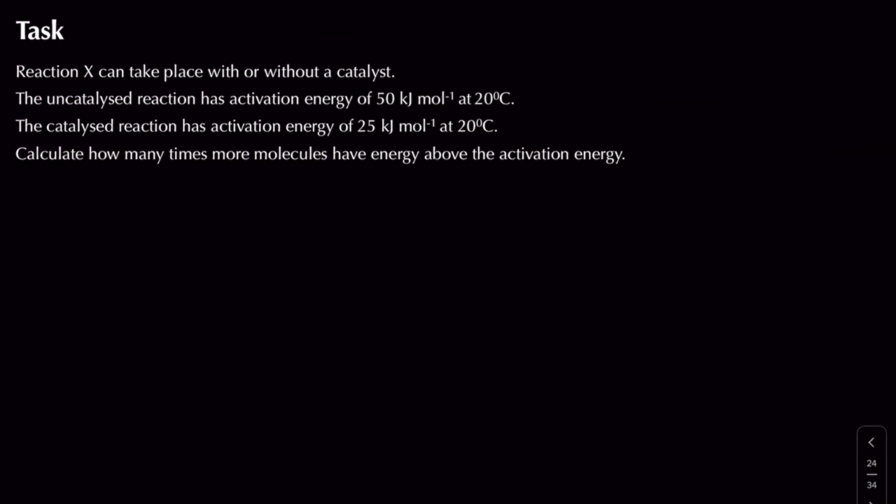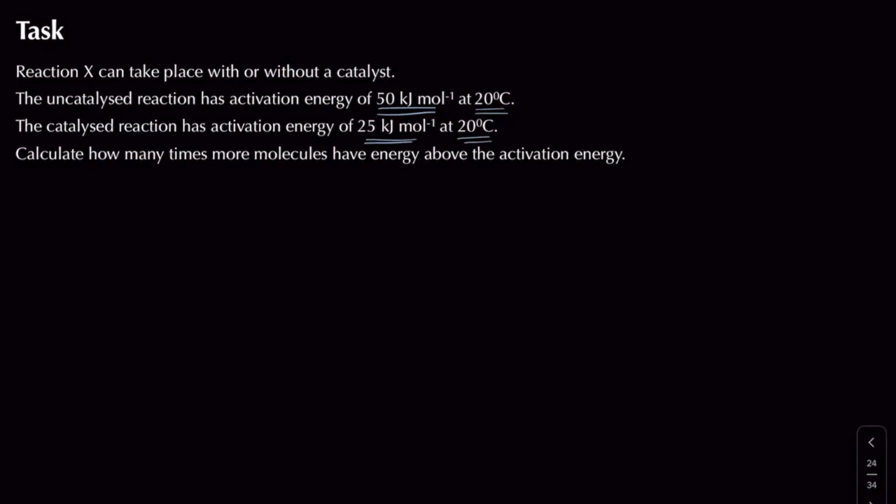So I've got a task for you to do. Feel free to pause the video, have a go at the following question, and then resume once you're ready to go over the answer. Just be aware that the only thing changing here is the activation energy itself. We're told over here that reaction X can take place with or without a catalyst. The uncatalyzed reaction has an activation energy of 50 kilojoules per mole at 20 degrees Celsius, and the catalyzed one is going to be 25 kilojoules per mole at 20 degrees Celsius.